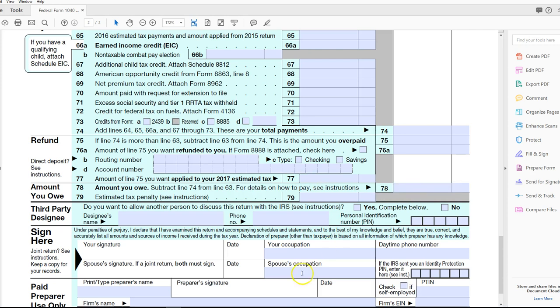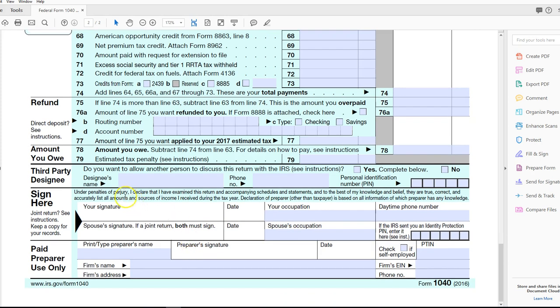Now, one of the things that you always have to do is sign the tax return, and you're signing under penalties of perjury. A lot of this information being reported is on the honor system. And so they want to make sure that you're signing it to know that you believe that this is a fair representation of what happened. You put in the date, your occupation, and a phone number.